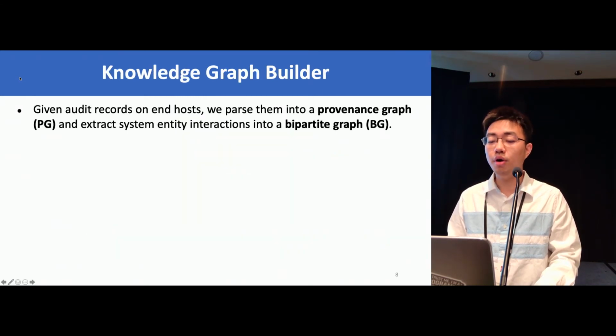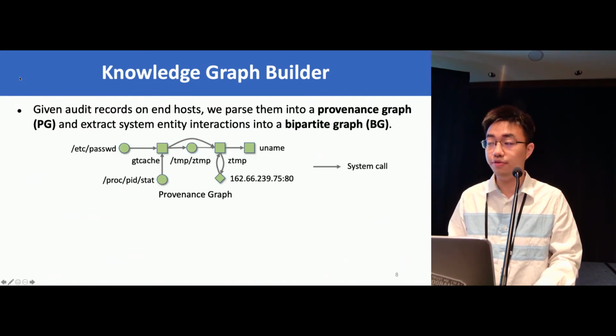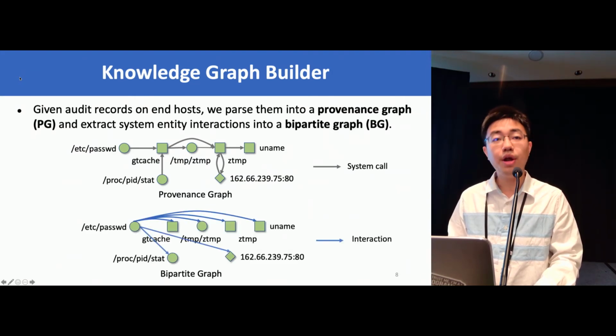First, given audit records on a host, we parse them into a provenance graph, where the nodes in the graph are system entities, for example, a process, a file, or a socket. And the edges denote the system calls. We consider that two system entities are interacted as long as there is a path that links these two system entities in a provenance graph. And here, we extract all the system entities into a bipartite graph.